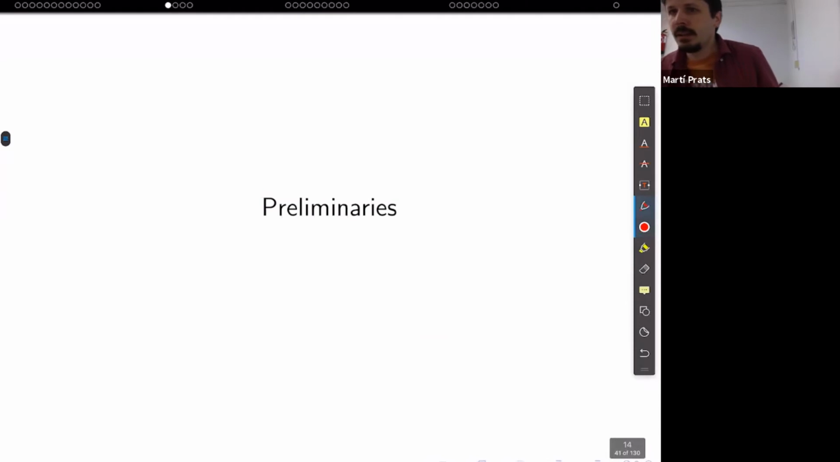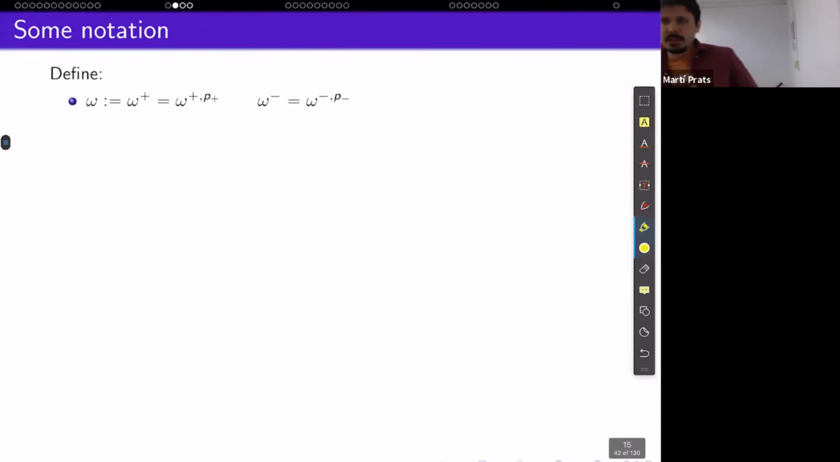Let's see. I was very ambitious to put all the main proofs, this one and this one. We won't do everything, I tell you, because maybe it's too technical. But I will try to sketch at least the first proof and see where we can arrive. I will improvise a bit, sorry for that. Okay, let's give some preliminaries.